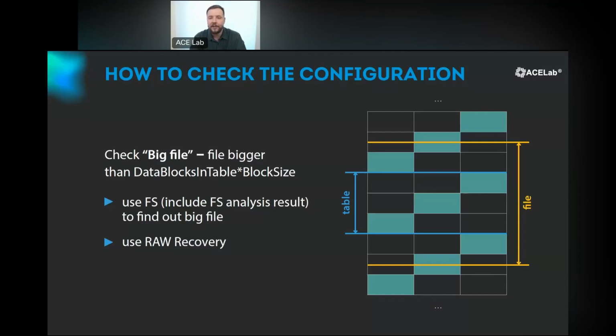How to check? There is a rule. You need to check a big file. But what is a big file? How many? What does "big" mean? 1 megabyte or 1 gigabyte or, I don't know, 64 kilobytes? What does it mean, big?